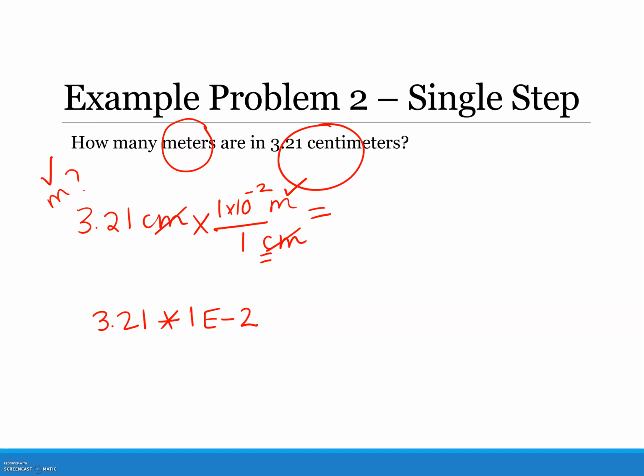And again, be very careful not to use the subtraction button and use that little minus button on the bottom of the calculator instead of the subtraction button on the side. And so that will equal 0.0321 meters. Go ahead and box our answer.